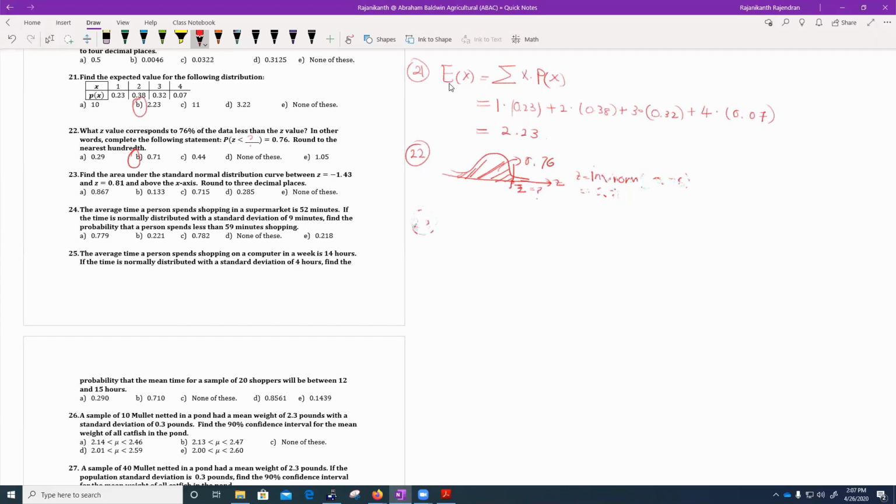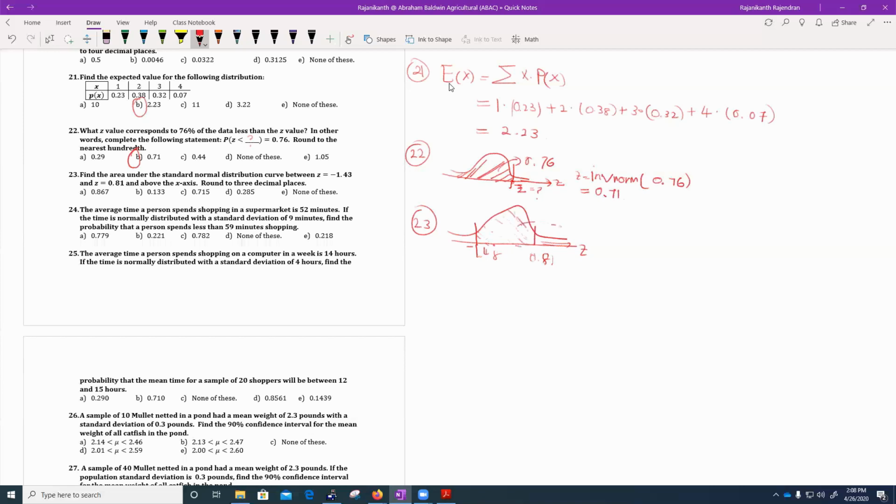Problem number 23. Find the area under the standard normal distribution curve between z negative 1.43 and z 0.81. If you draw a picture for the z distribution, now you need to find the area between negative 1.43 and 0.81. So we are asked to find this in-between area.